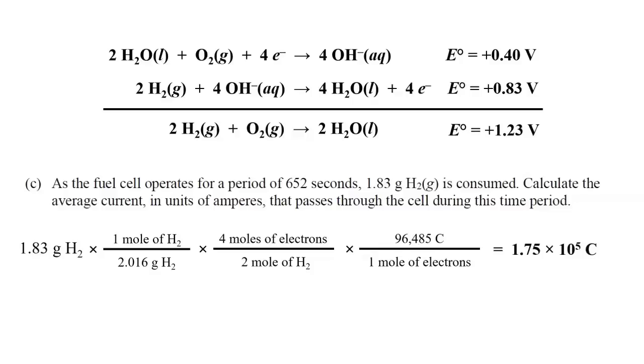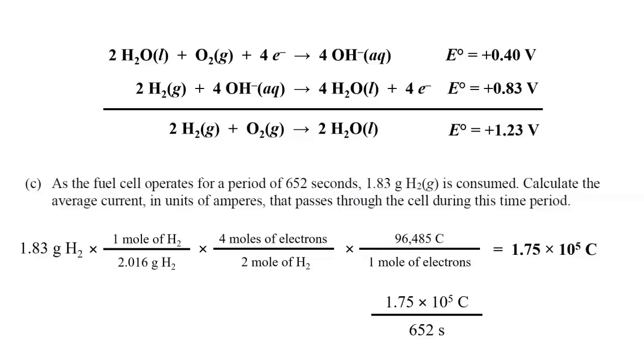I get 1.75 times 10 to the 5th power. That's the number of coulombs. That's not my final answer, but that is the number of coulombs of electric charge. So amps would be coulombs divided by seconds. So I take the number of coulombs and divide by the total time in seconds.